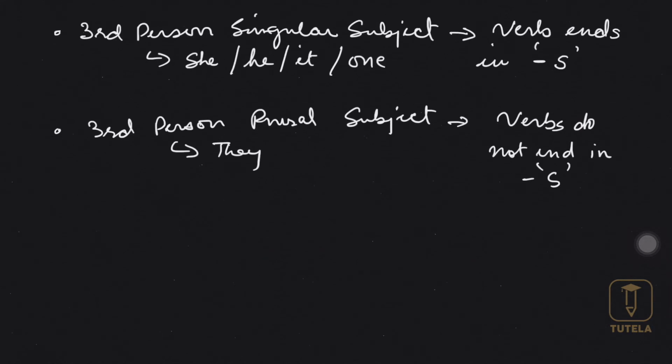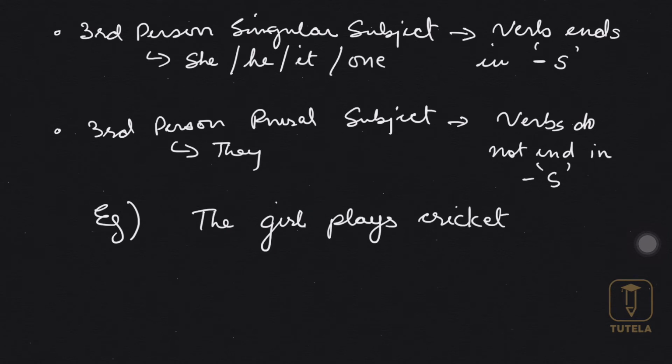Let's study this with the help of an example. The girl plays cricket, or she plays cricket. In this sentence, the subject is the girl and the verb is plays. Similarly, in the next sentence, subject is she and verb is plays.